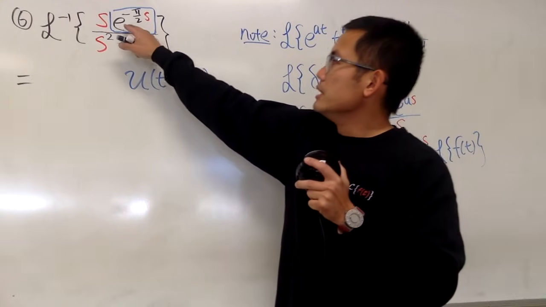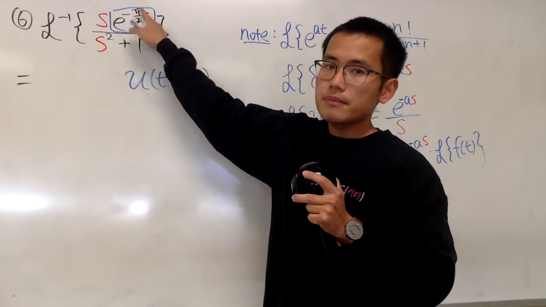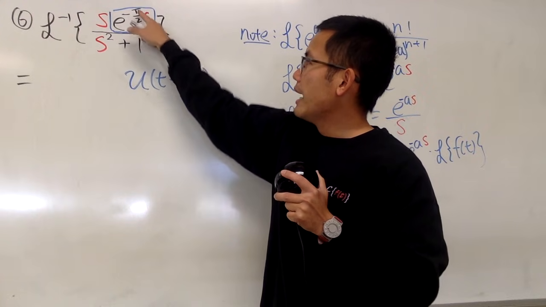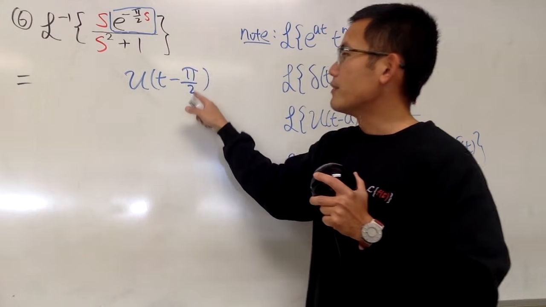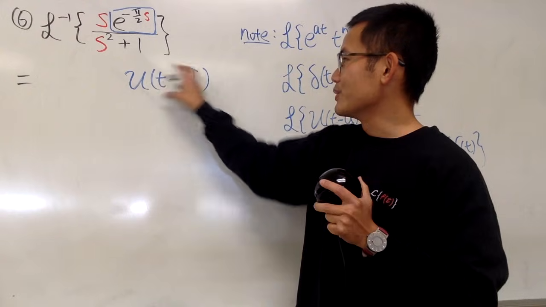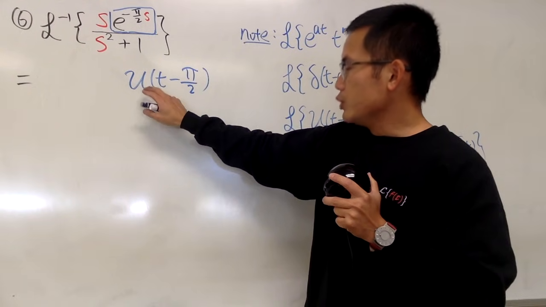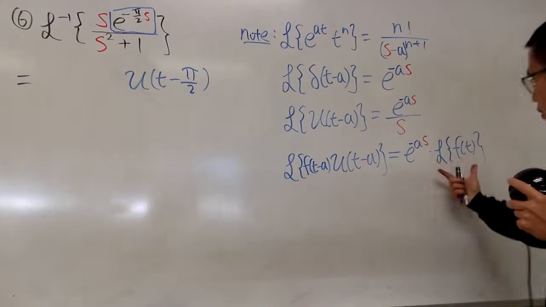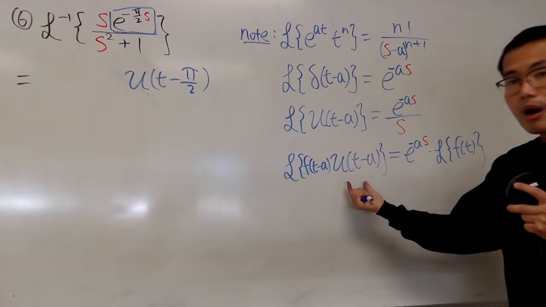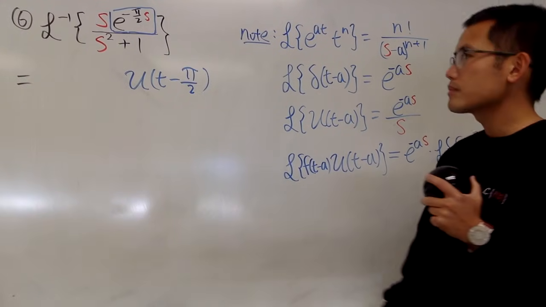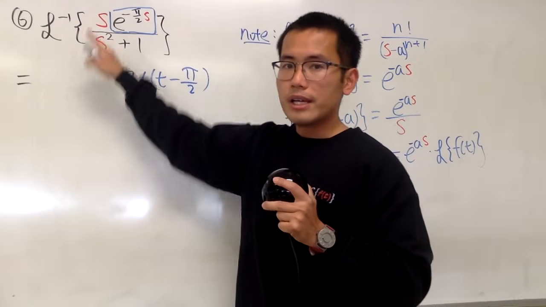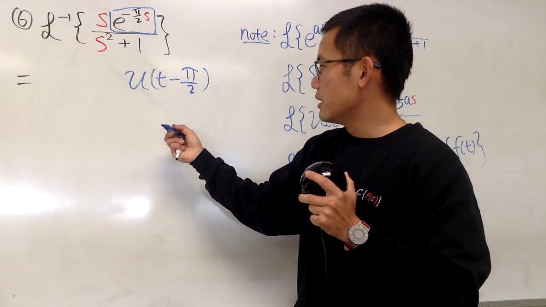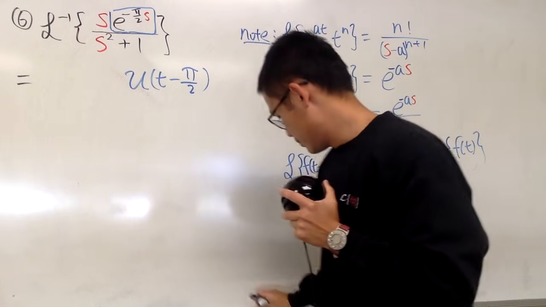Whenever we see e to a number times s in the s world, and notice this is negative as, so the a is pi over 2. So we are just going to multiply unit step function of t minus pi over 2, like that. Right? We are going backwards, and that took care of the first part. Now, we also have to figure out the rest. This is for that. Now, if you focus on the rest, I will just put this down here for you guys.